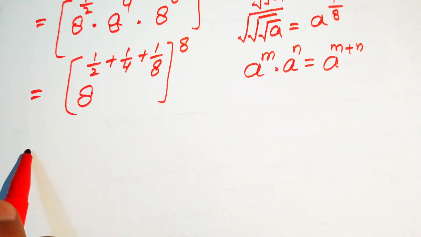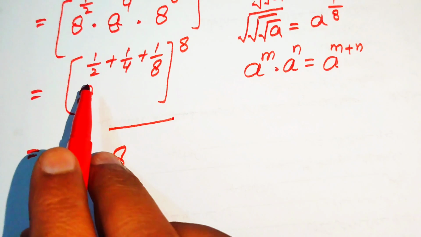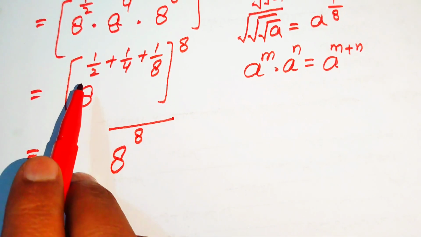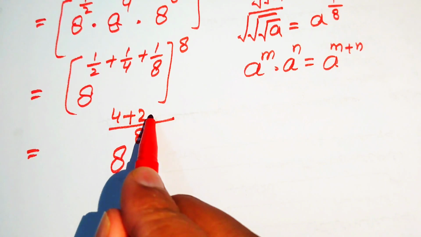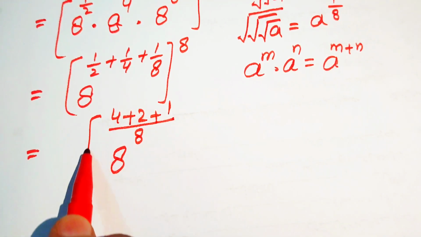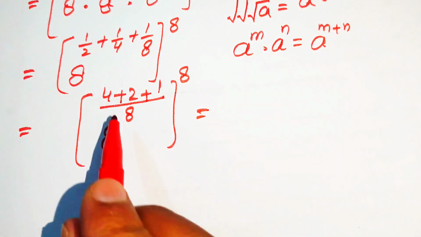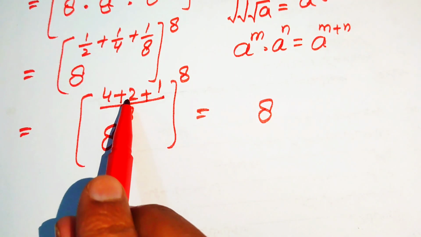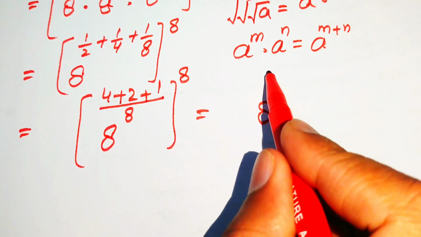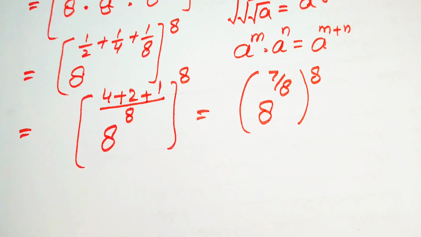Okay, so in the next step, we need to take the LCM of the exponents, and you see that the LCM of this is 8. So 2 fours are 8 becomes 4, 4 twos are 8, and 8 ones are 8, and its exponent is 8. So here we write this expression as 8 to the power of 4 plus 2 plus 1, which is 7 over 8, and its exponent is 8.